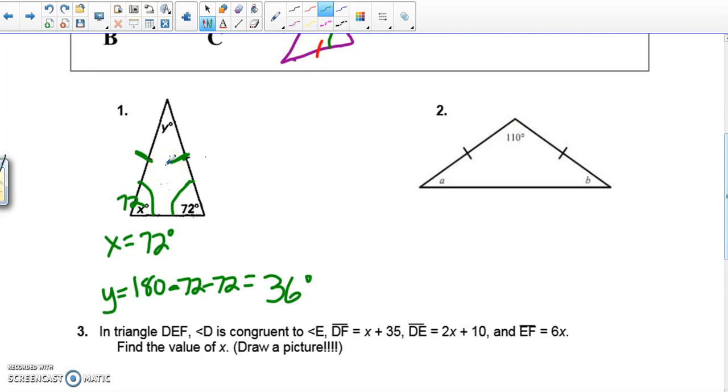Okay, so why don't you pause? I want you to do number 2 on your own. Think carefully and jump back in when you're ready. Okay, pause now.